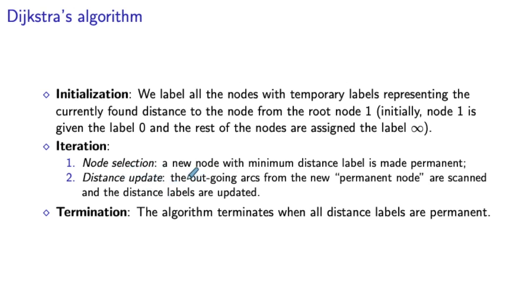We look at all the outgoing arcs from the new permanent node that lead you to the nodes that have not yet been made permanent, and update the distance labels accordingly whenever we can. And we keep going until we make all the distance labels permanent, at which point we terminate and we will obtain the tree of shortest paths as our output.